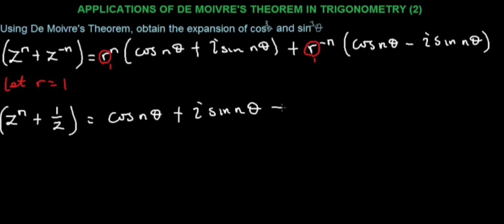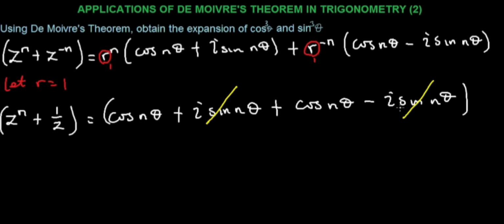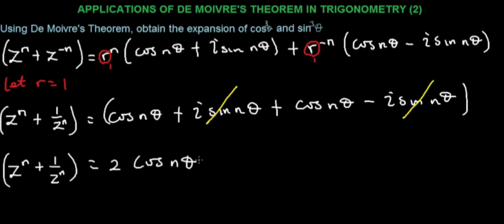Alright, now I have plus cos n theta minus i sine n theta. Since I have this already, this implies that this can cancel out this, isn't it? So it's the same as writing, don't forget that I have my n here, z to the power of n plus 1 over z to the power of n will be equal to 2 cos n theta.